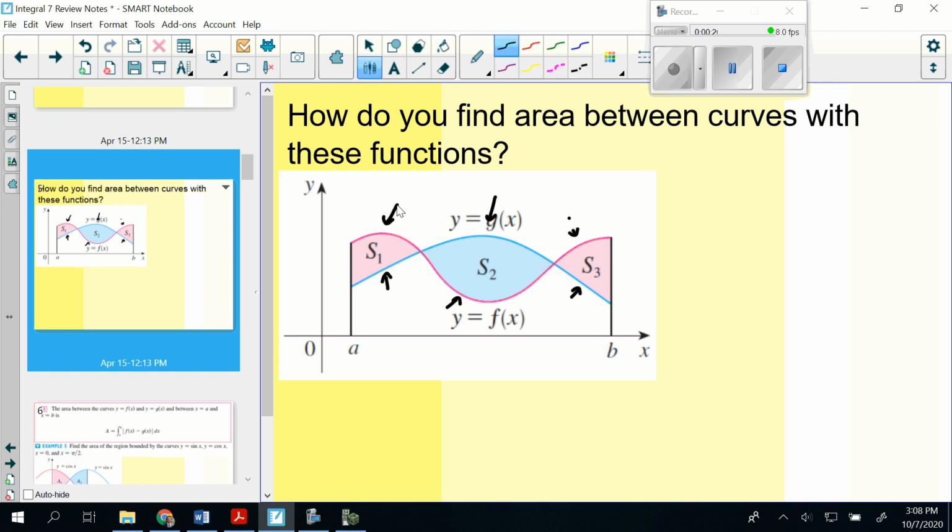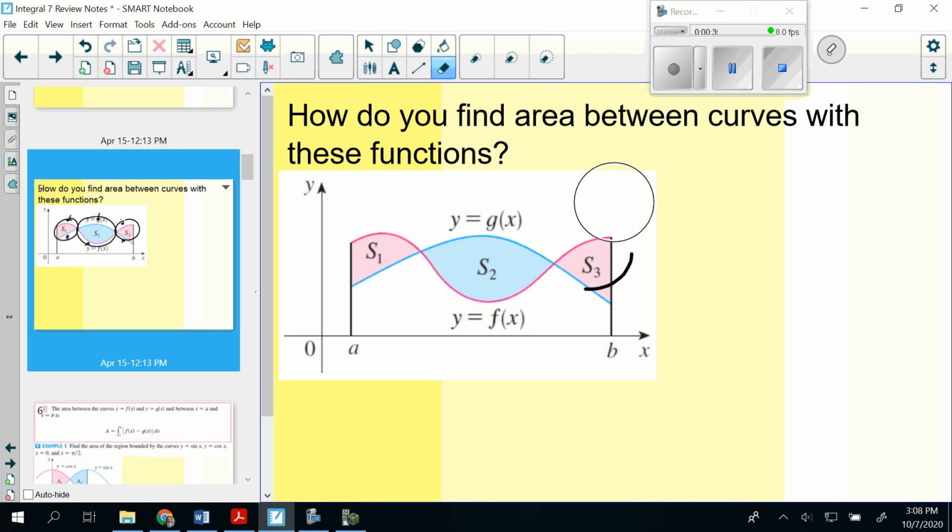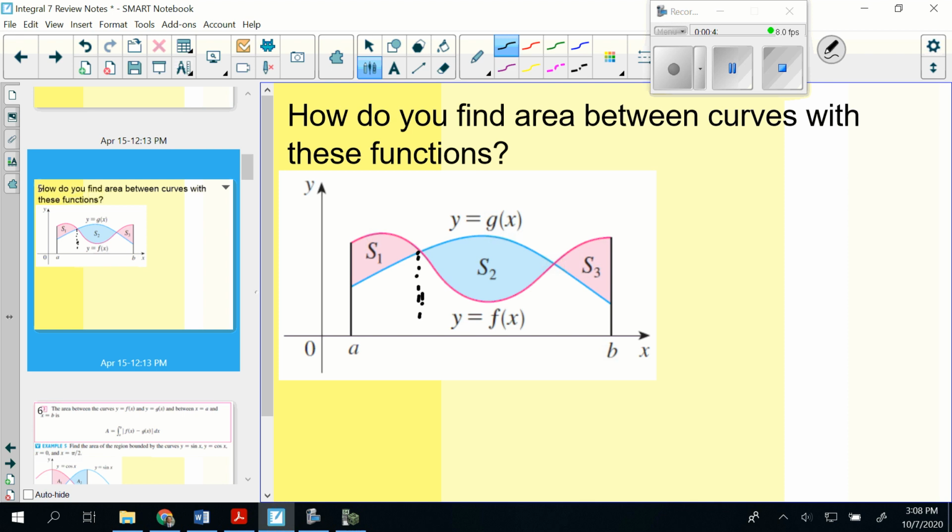One is we could break this up into three separate integrals. So we could find the integrals of each one of these separately. We'd have to find out where these intersection points would be, namely here, if we call that point maybe C, and find that intersection point D. We could do an integral from A to C, where the top function would be f minus the bottom one would be g.